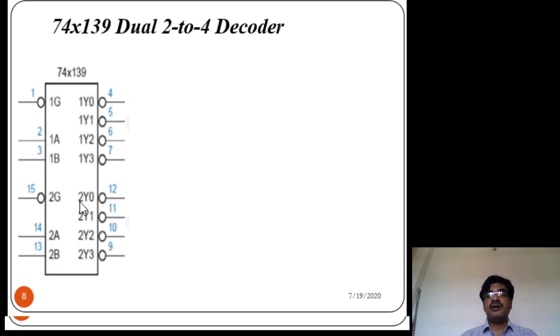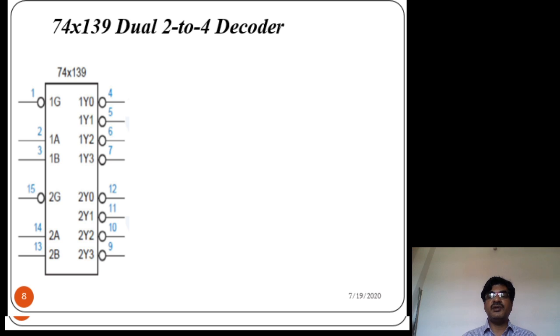This is the 74139 IC pin diagram. Here the upper part represents one 2 to 4 decoder. The lower part also represents one 2 to 4 decoder. 1A, 1B, 2A, 2B are the data inputs for the 2 to 4 decoders, and 1G, 2G are the enable inputs, whereas 1Y0, 1Y1, 1Y2, 1Y3 are the outputs of the first decoder, and 2Y0, 2Y1, 2Y2, 2Y3 are the outputs of the second 2 to 4 decoder.